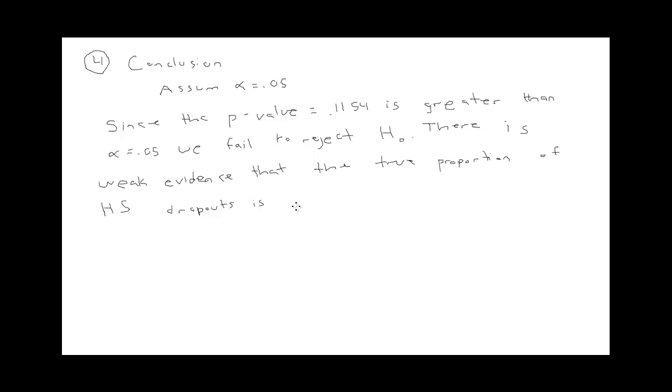is, and the alternative was greater than. So that's what I'm putting here. I'm not talking about the null. I'm talking about the alternative hypothesis. So there's weak evidence that the true proportion of high school dropouts is greater than. Oh, let's fix that mess. Even when you write like a fourth grader, you want to try hard. Okay, so there's weak evidence that the true proportion of high school dropouts is greater than 10.9%.